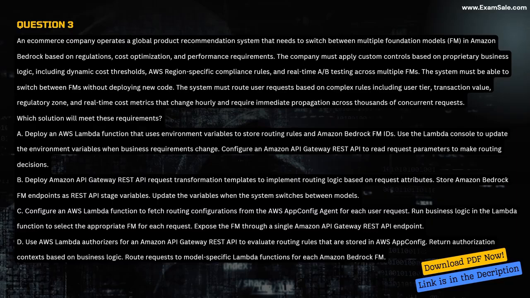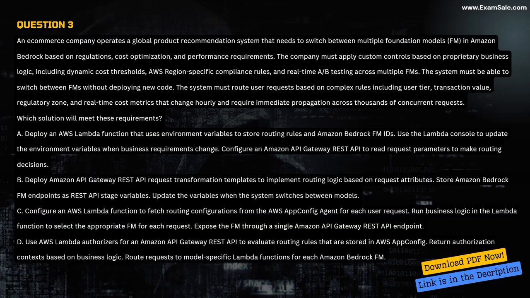C. Configure an AWS Lambda function to fetch routing configurations from the AWS AppConfig agent for each user request. Run business logic in the Lambda function to select the appropriate FM for each request. Expose the FM through a single Amazon API Gateway REST API endpoint.